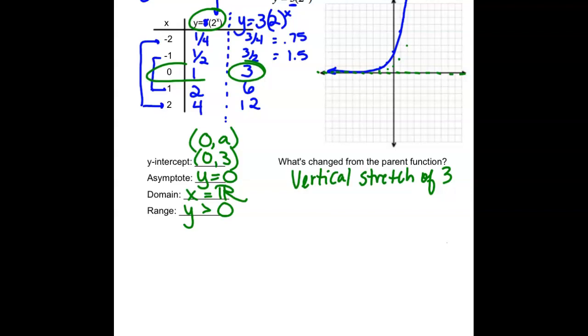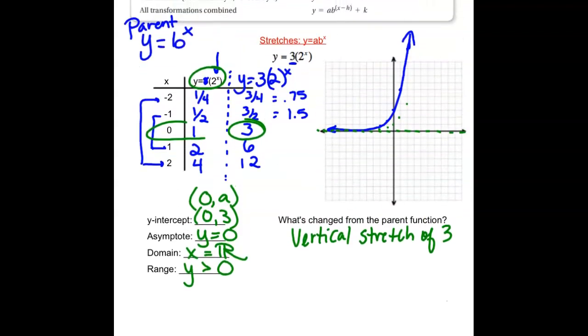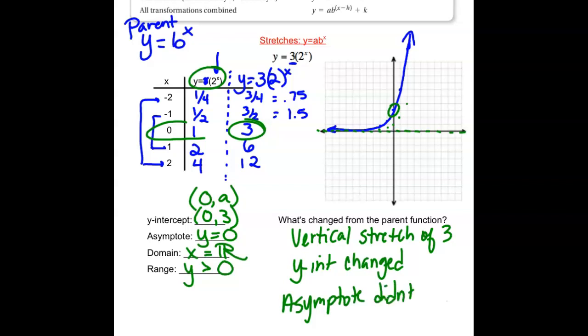Okay? So what's changed from our parent function? Well, we had that vertical stretch. Our a value changed. Our y-intercept changed. Okay? But our asymptote did not. So with a vertical stretch, it is going to pull that y-intercept up or compress it down, but it does not affect the horizontal asymptote.